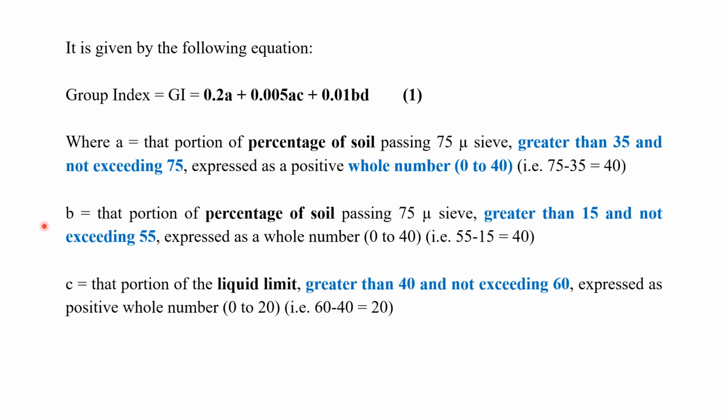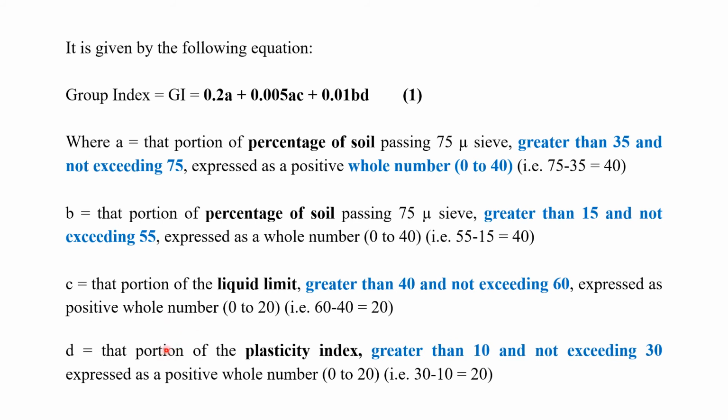Now we can see the C depends upon the liquid limit of the soil. Greater than 40, not exceeding 60. तो 60 माइनस 40 इज इक्वल टू 20, यानी C की वैल्यू जो है 0 और 20 के बीच वैरी करेगी. जो भी सॉइल हम सैंपल कलेक्ट करते हैं उसका एनालिसिस करते हैं और उसका लिक्विड लिमिट हम निकालते हैं.